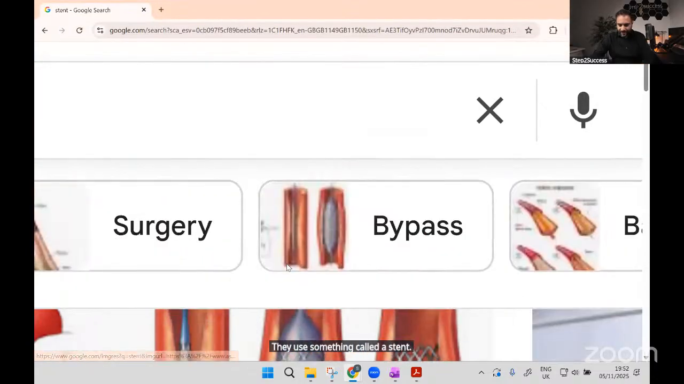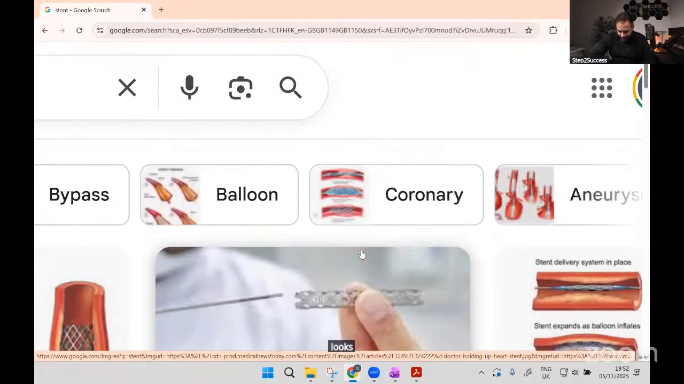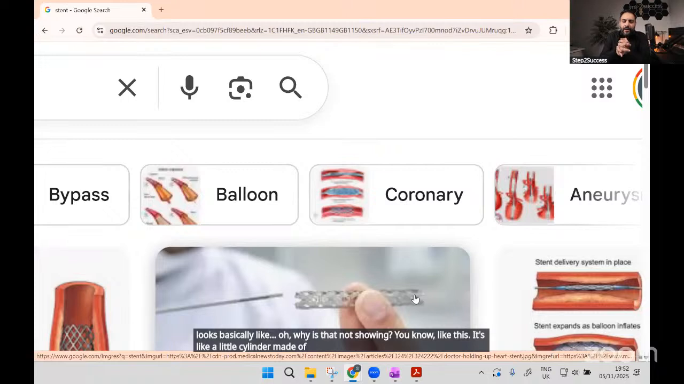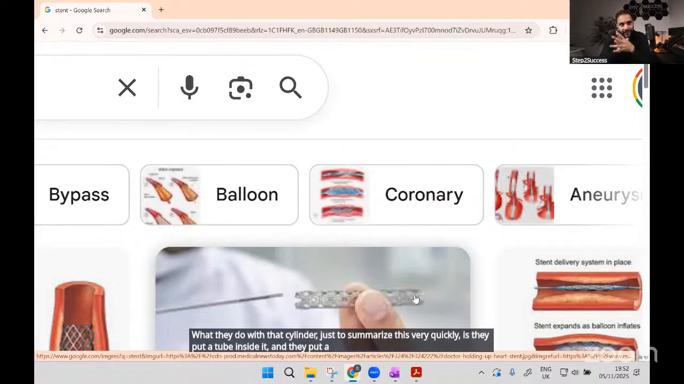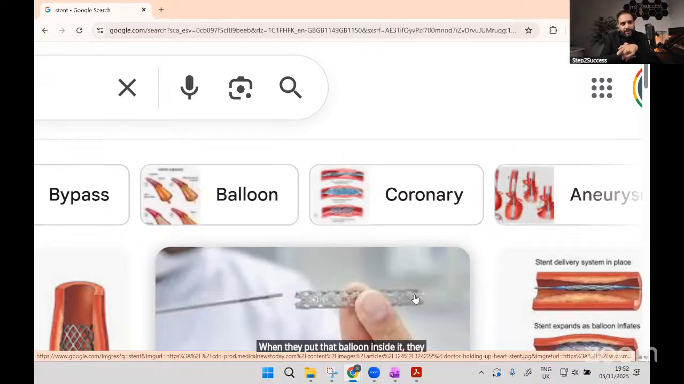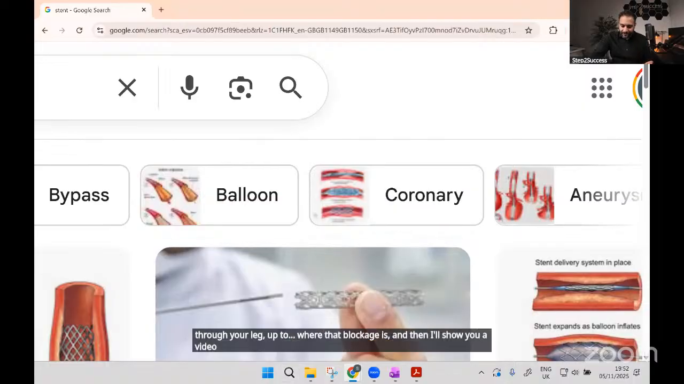A stent looks basically like, oh, why is that not showing? Yeah, like this. It's like a little cylinder made of metal wire. What they do with that cylinder, just to very summarize this very quickly, is they put a tube inside it and they put a balloon inside it. When they put that balloon inside it, they then put this tube through your leg up to where that blockage is. And then I'll show you a video as to what happens next.